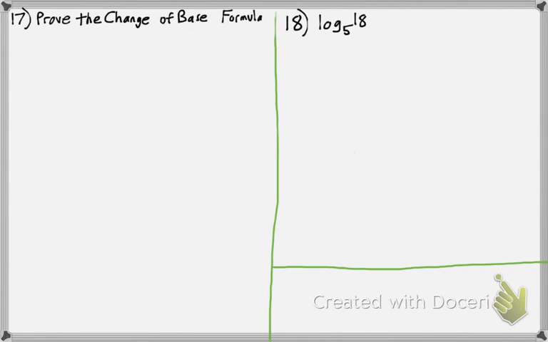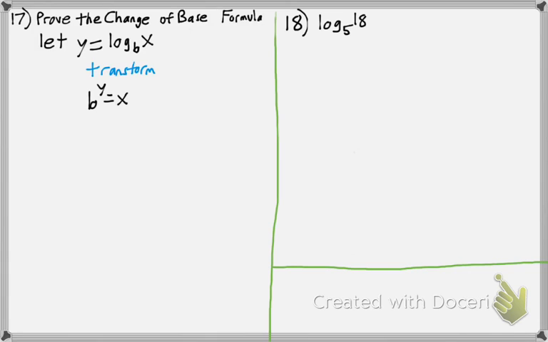On number 17, it wants us to prove the change of base formula. So I'm going to let y equal log base b of x, and I want to transform this. This is very similar to our other proofs that we've been doing. And this is going to give you b raised to the y is equal to x.